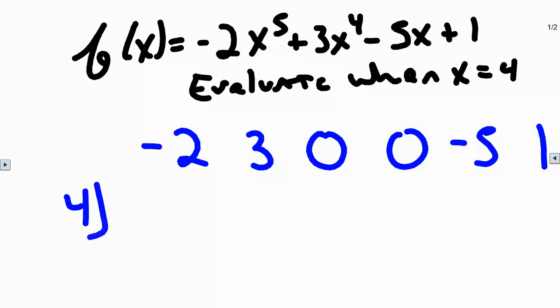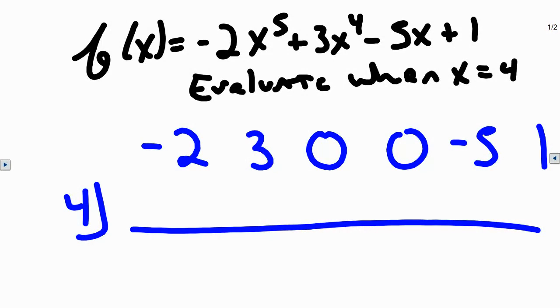4 goes off in the corner over here, and we draw a line. The first thing to do is to take that first number, the first coefficient, and put it down below the line. Anything below the line is going to get multiplied by +4 in this situation. -2 times 4 is -8. And we add -3 and -8 together to get -5.